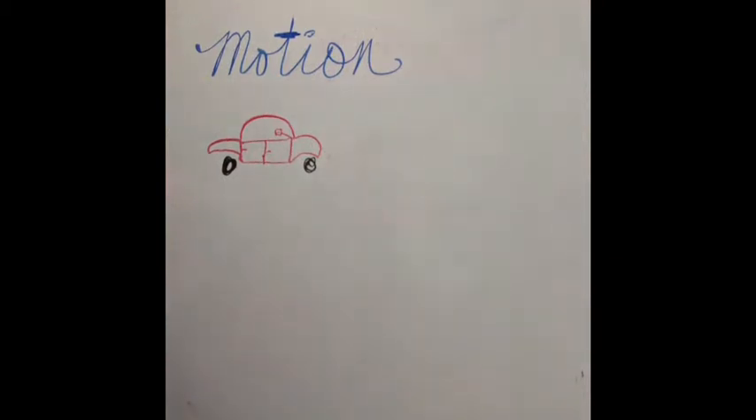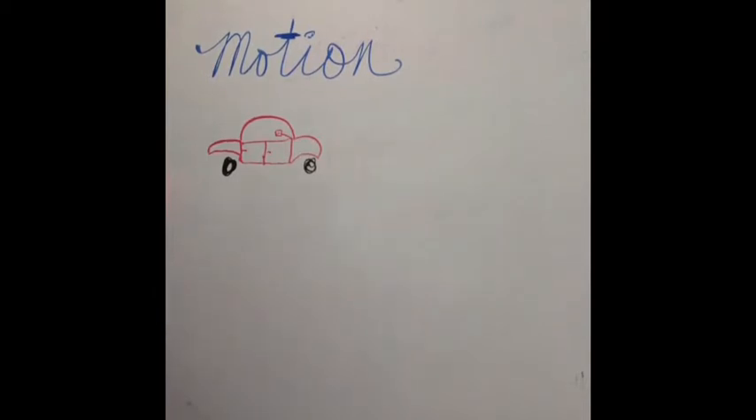Okay, today we're going to talk about motion. How can you describe an object's motion? Well, what is motion? If you have a car, you can't tell it's in motion unless you have some sort of reference point. A reference point is like what you're comparing the motion to.